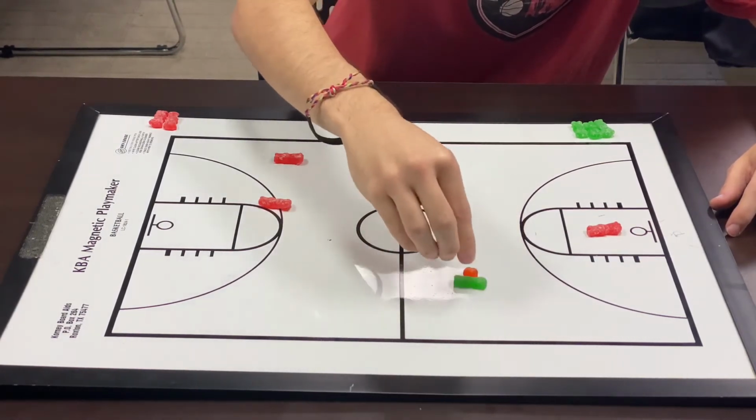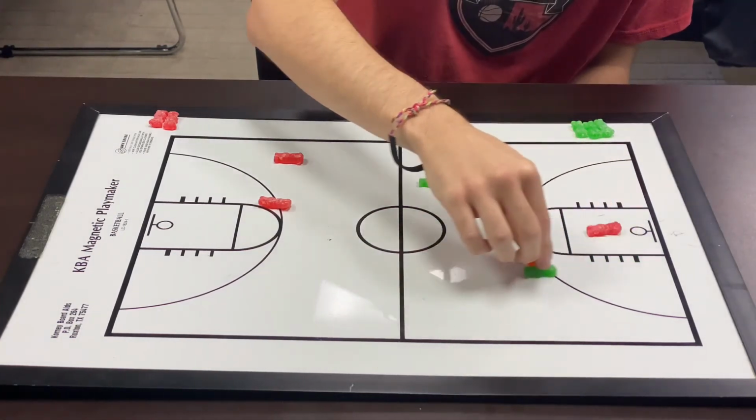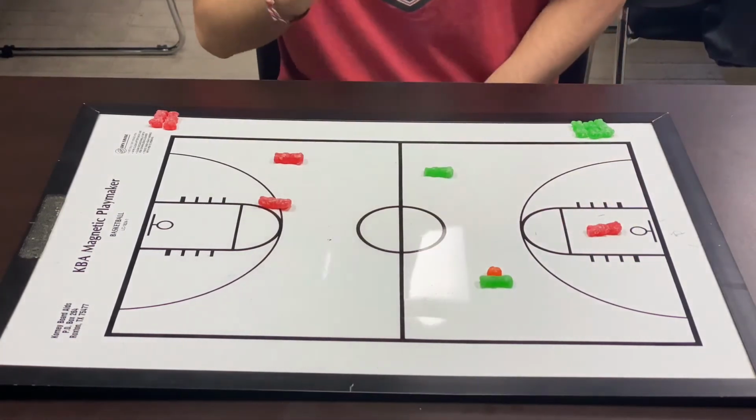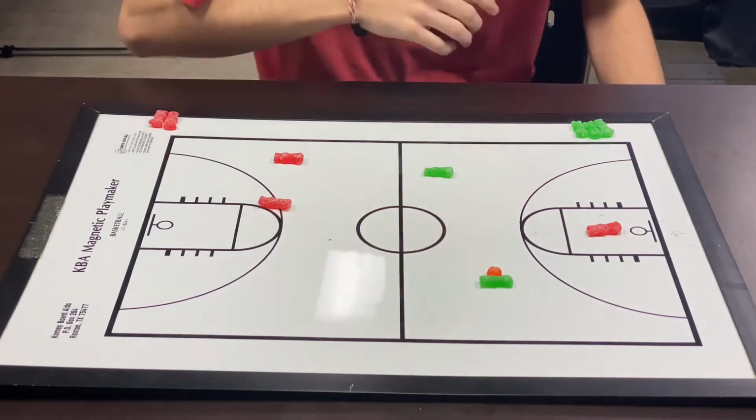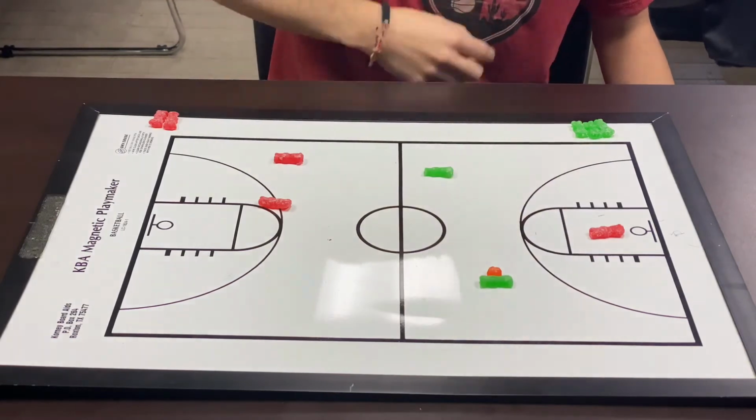I don't want them to get all the way down to the paint and be able to lay that ball up nice and easy without stopping them. That makes it way too easy, and that just gives up easy points. Okay, I want to shade the paint and make sure nothing gets to that spot.